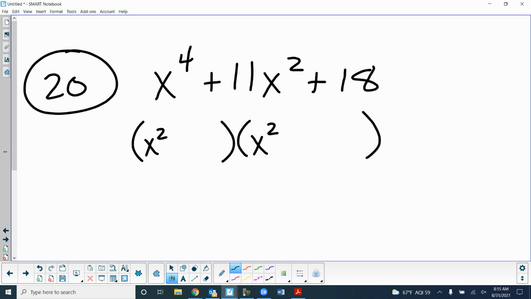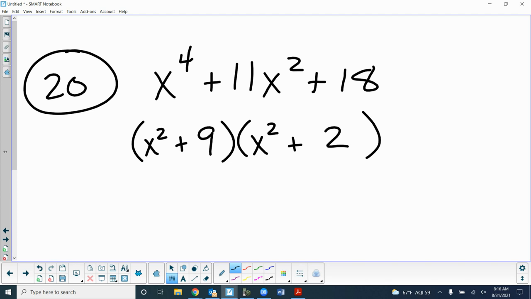Since that's plus, what did I tell you yesterday? When c was positive, how do I know what the signs are in here? They're both whatever is in front of the b. So these would both be positive. What are the factors of 18 that add up to 11? 9 and 2, or 2 and 9, doesn't matter which order. And I can't do anything else. If this was a minus sign, then it's a difference of squares, and then I could go further. But since it's addition, I can't go any further.